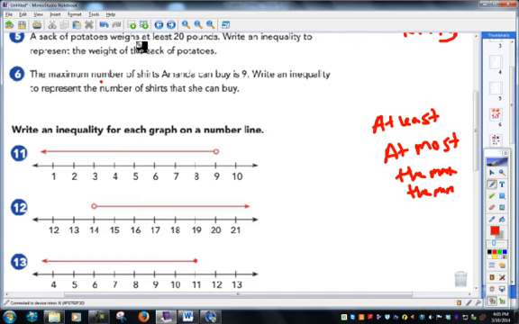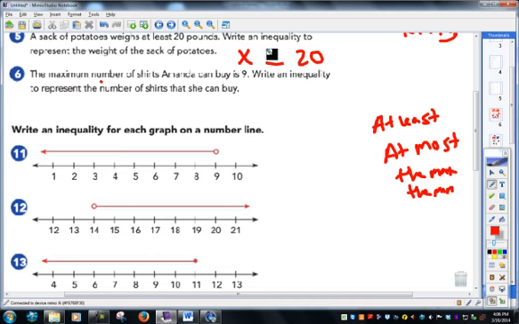So a sack of potatoes weighs at least 20 pounds. Let X represent the actual weight of the potatoes. Put 20 there. Now we just got to figure out, is it less than or equal to, greater than or equal to, or what? And I always ask this question. Can the sack of potatoes weigh more than 20? Or can it weigh 20? Let's ask that question first. And yes, because it says at least 20. So we know it's going to be an or equal to.